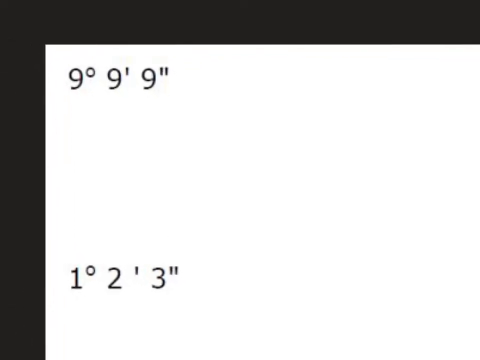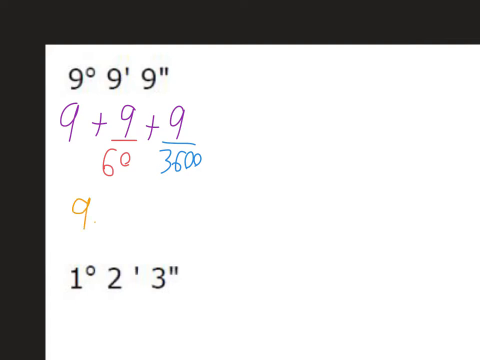Let's take a look at some additional practice. So 9 degrees, 9 minutes, 9 seconds. Convert that into decimal notation. Well, I'm going to sum them up. So I have 9 plus 9 plus 9. I'm going to take my minutes, divide that by 60. Take my seconds, divide that by 3,600. Run them through my calculator, sum them up, and it should give us somewhere along the lines of 9.1525 degrees.